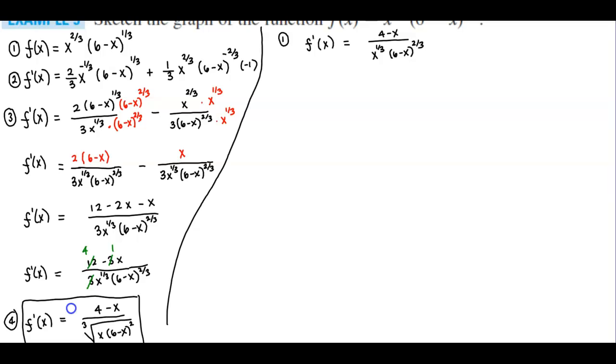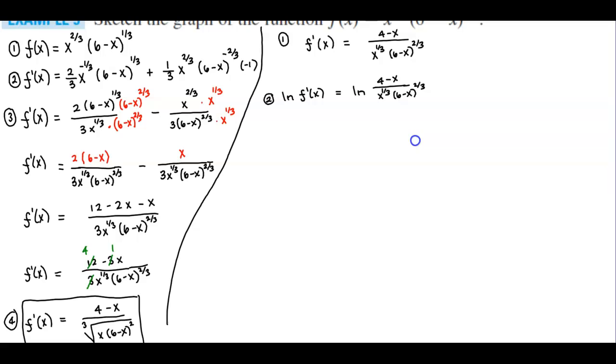Okay, so if we want to be able to solve for this, what we can do is take the natural log of both sides. So if we take the natural log of f prime of x, well, that's going to equal the natural log of (4 minus x) over x to the 1/3 times (6 minus x) to the 2/3. Okay.